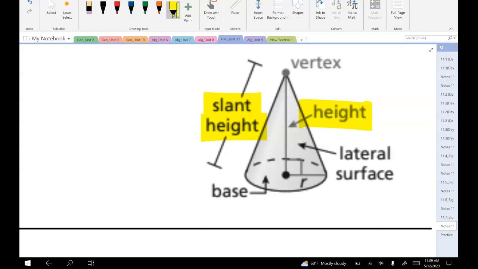For the formula for surface area, we use slant height. And for volume, we use regular height. That's probably going to be the biggest thing, just making sure you're using the right one.